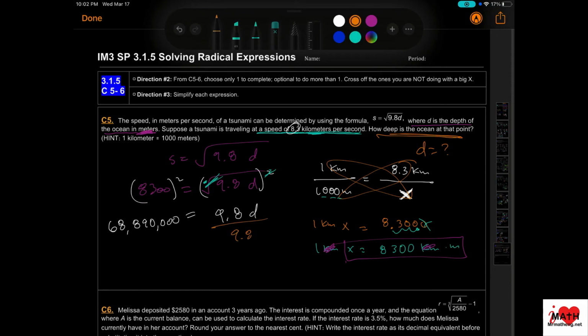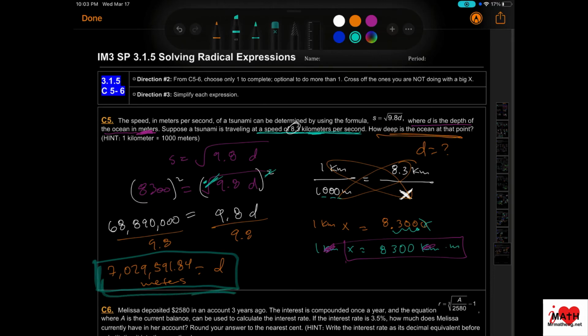And divide both sides by 9.8. So I'm going to divide that answer by 9.8. And we will get the depth to be about 7,029,591.84 meters. Now, this problem didn't tell me how they want their answer, so this should be good enough. If you wanted to go back to kilometers, you can do that, but I'm going to keep it in meters.